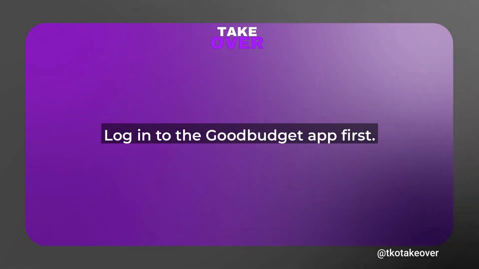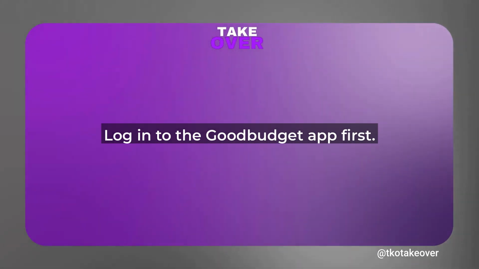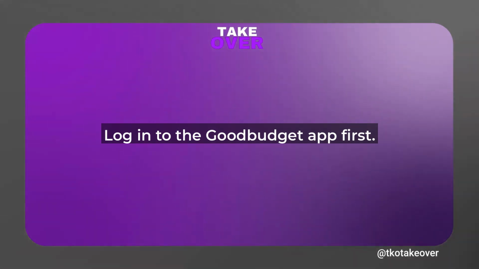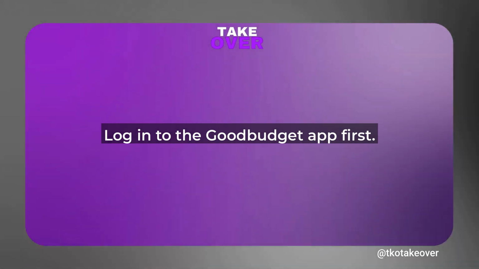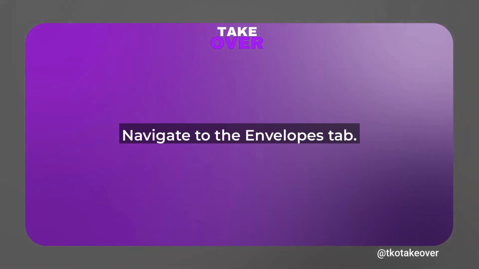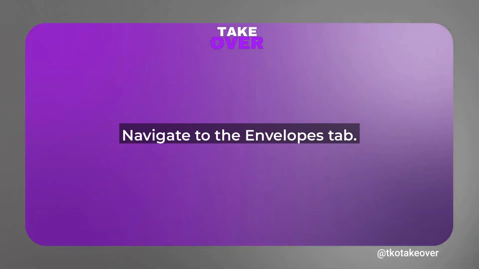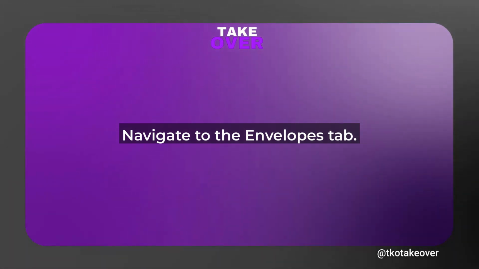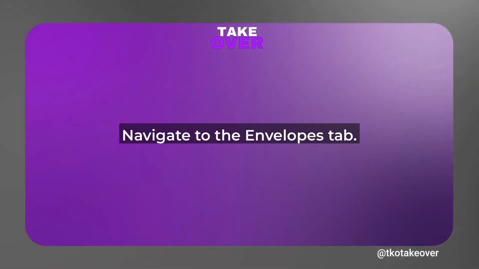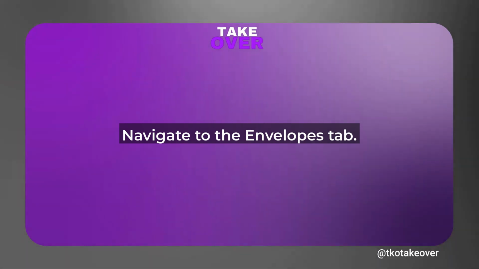Let's get started with how to create your first envelope. First things first, make sure you have the Goodbudget app installed on your phone or computer. Once you're logged in, you'll land on the main dashboard. Look for the Envelopes tab. It's usually right at the top or in the menu. Tap or click on it to enter the Envelopes section. Now, here's where the magic happens.